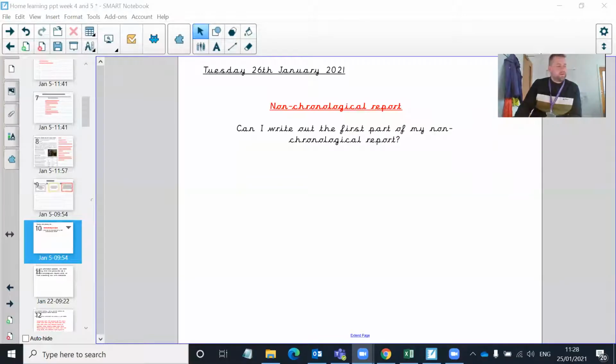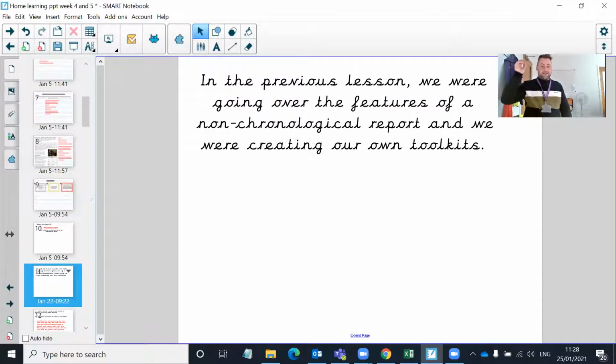And here we are. So what we're going to do today is look at our next part, and we're going to be writing the first part of the non-chronological report. In the previous lesson, we were thinking about going over the features, and we created our own toolkits. What I'd like you to do is just have a little think about what you did yesterday. Have a look at your toolkits if you've got them handy with you, and think about how we can improve that, and how we can use them in our own writing.